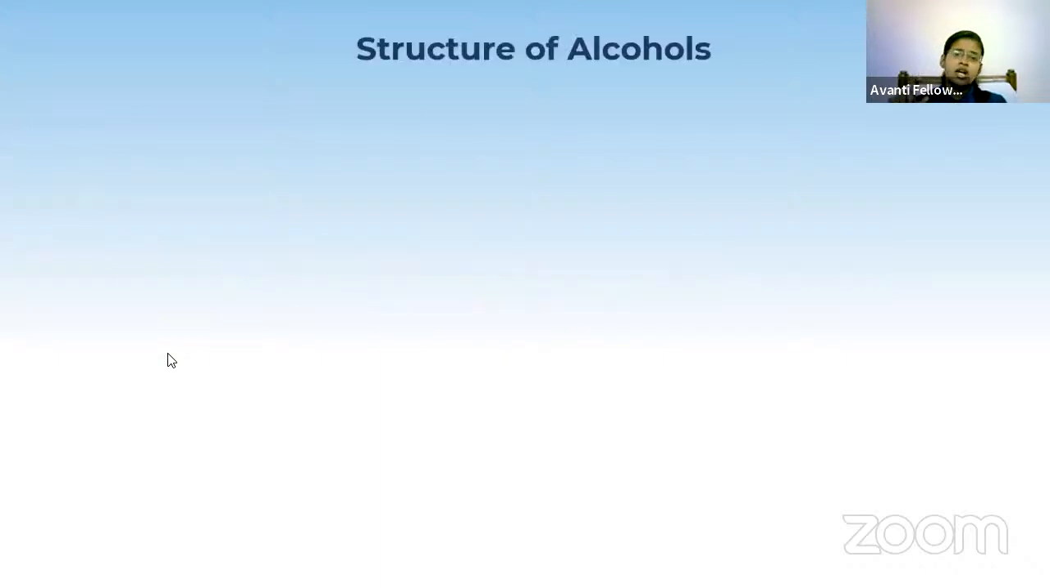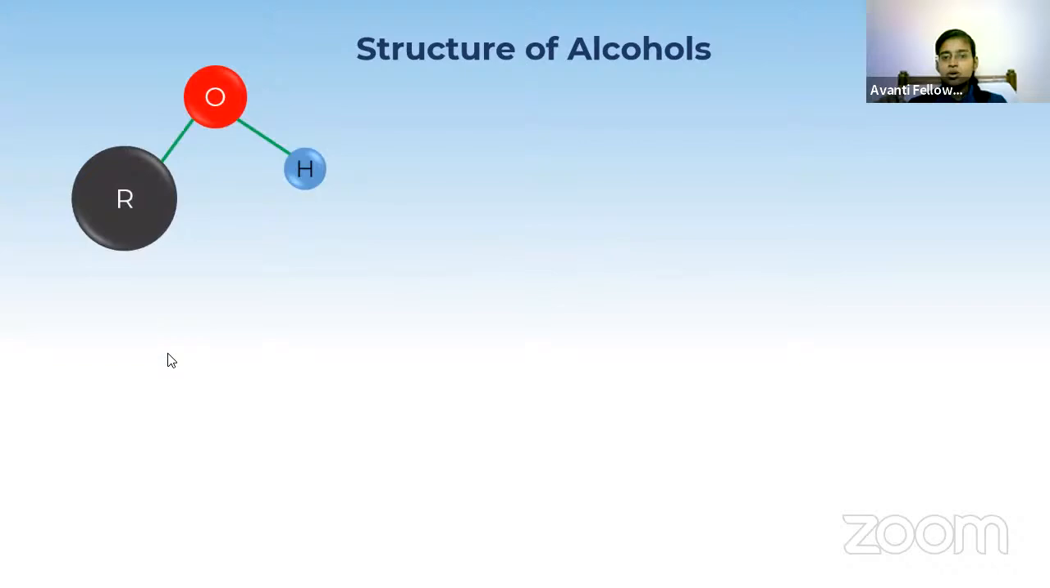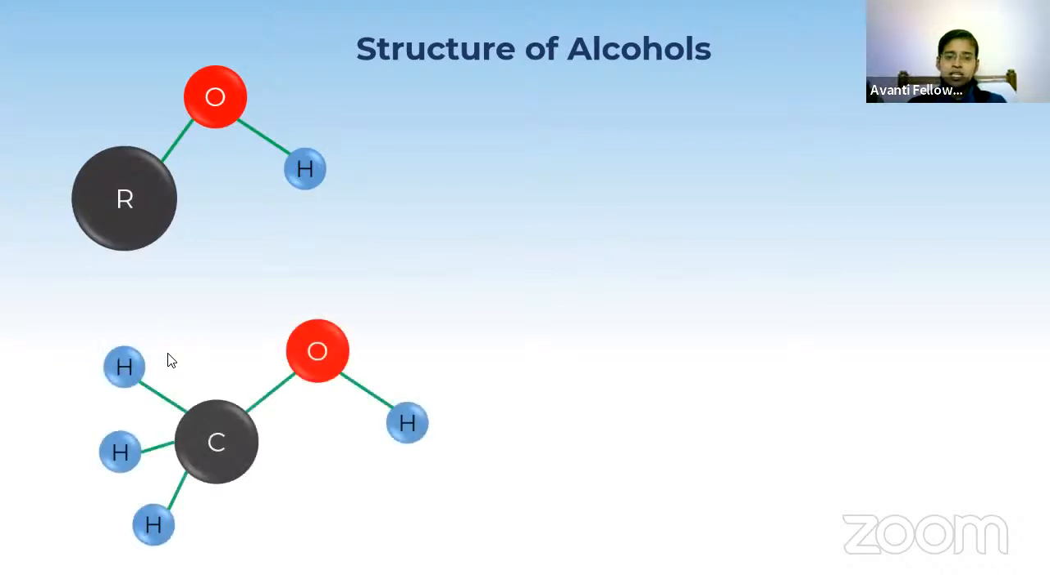What is the formula for alcohol? ROH, right? If the R group is a methyl group, then the formula will be CH3OH. Can you give me the name of this compound? What is the name of CH3OH? The very simplest alcohol, right? Yes, Vedant. It is called methanol. Good.